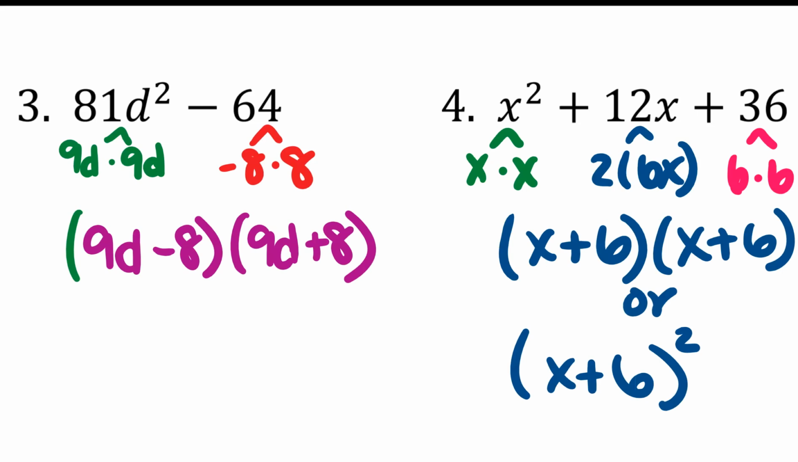So here's my work on 3 and 4. Number 3 was the difference of squares, so you should have just gotten it down to 9x minus 8 times 9x plus 8. And 4 was a perfect square trinomial, so I had a perfect square in the front and in the back, and then the middle was the two of them put together times 2. So again, if you use the x factor, that's totally fine. If you didn't, that's also okay.